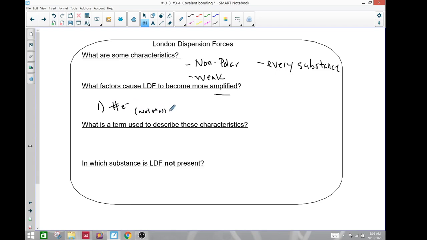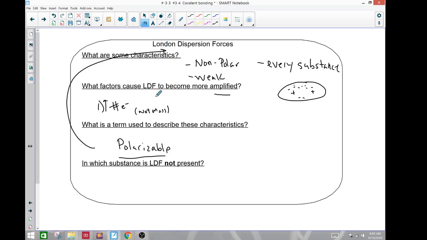London dispersion forces is where we have electrons in an atom, and just because they can move, by some chance there are more electrons on one side than on the other side. Two seconds later it could be flipped around. Electrons are very fluid, so the more electrons you have, the more likely this phenomenon happens. The term we use to describe this phenomenon is polarizable. This is a big AP term. Anytime you see polarizable, you should be thinking London dispersion forces.